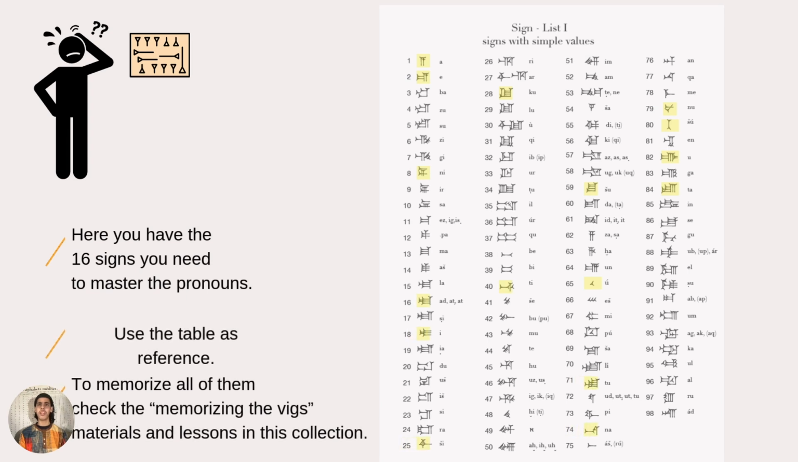So here you have the table of the simple values. There are 98. I strongly recommend you take your time to learn them before this lesson. However, since the pronouns take 16 of them that I marked here in yellow, you can just go ahead and learn these 16. I recommend you to study the rest before doing this, but it is not necessary. So take it easy. This is not easy.